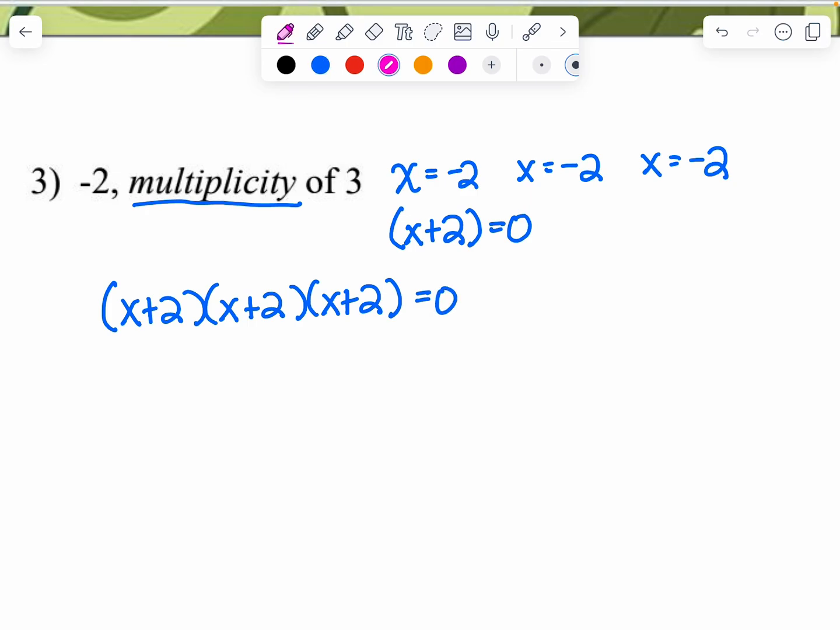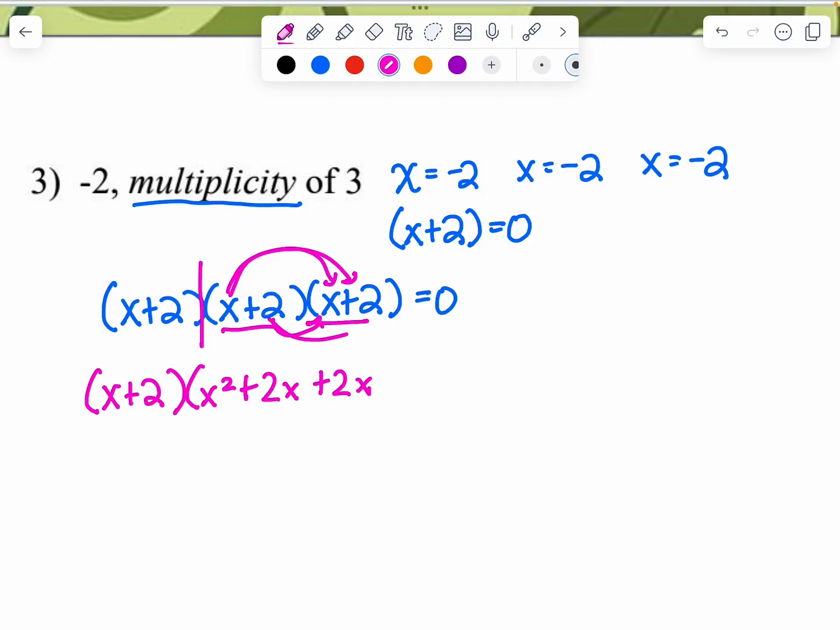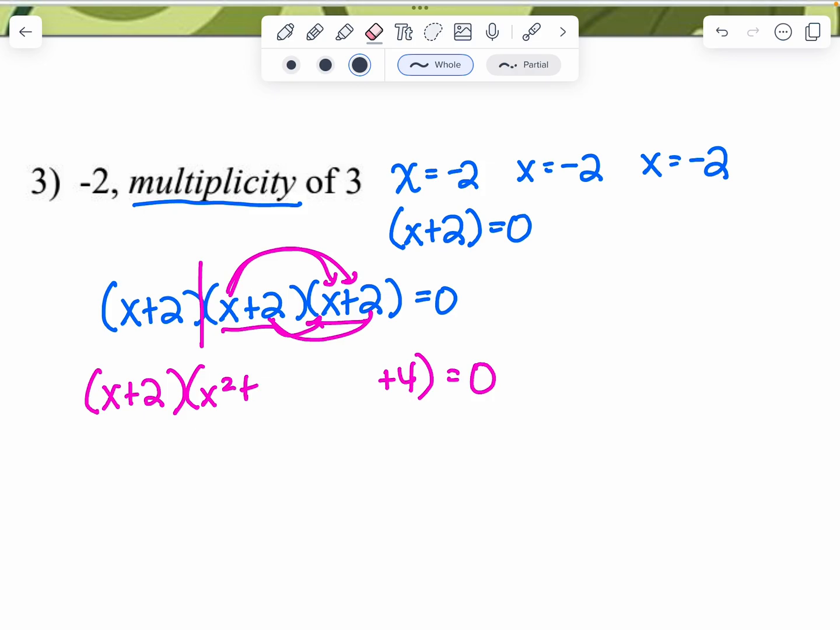Now I like to chunk my multiplication, so I'm going to do the 2 back factors first and then multiply that times the front one. So I'm going to keep that x plus 2, and I'm going to go ahead and multiply these. This is x squared plus 2x plus 2x plus 4 equals 0. I'm going to go ahead and combine these two into plus 4x. A lot of you are doing that multiplication in your head. You already had the plus 4x. I'm going to go ahead and just simplify that because 2x plus 2x is 4x.